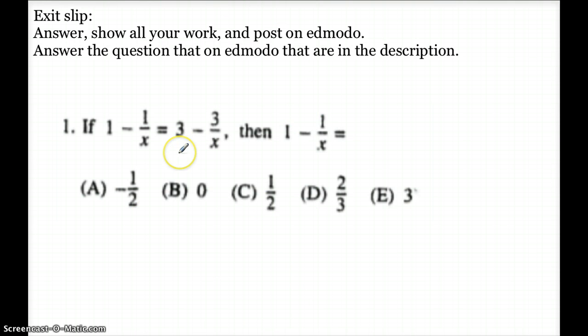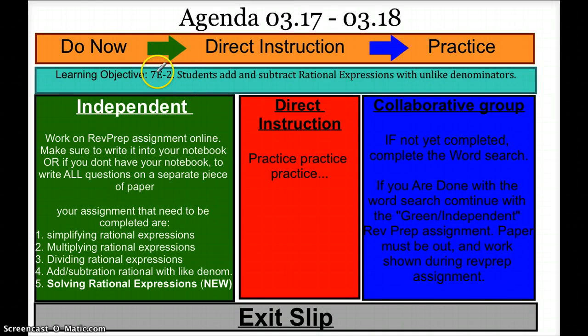Here's your exit slip. I'll post it. I'll give you guys time at the end of class. Make sure that you show your work and answer the questions. This should be 7F, sorry, 7F. Students solve rational expressions. Okay, independent work, everything on a separate piece of paper, practice together, and your word search is on the website. In case you forgot, I'm going to review with you guys how to find it. Okay, show all your work on paper, please.